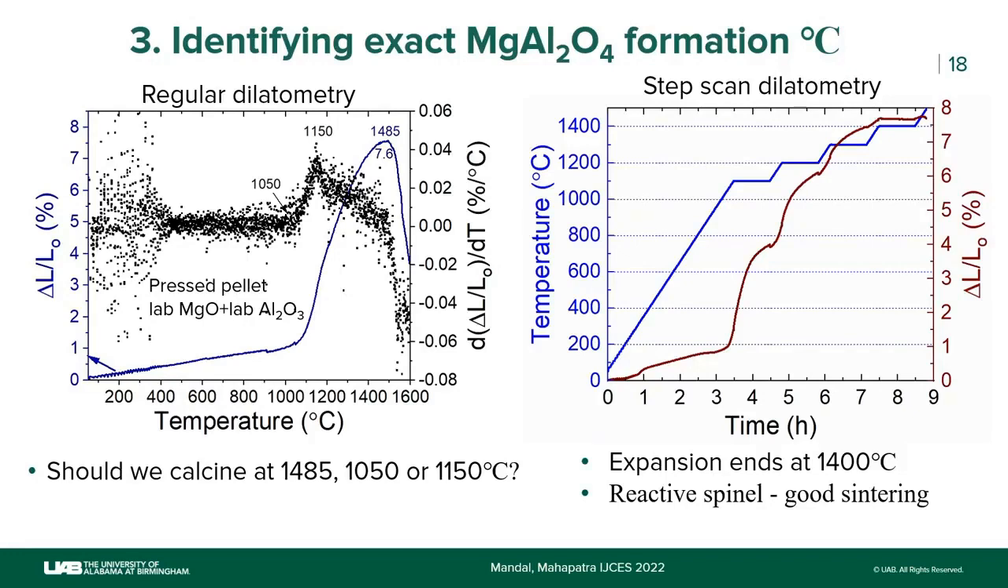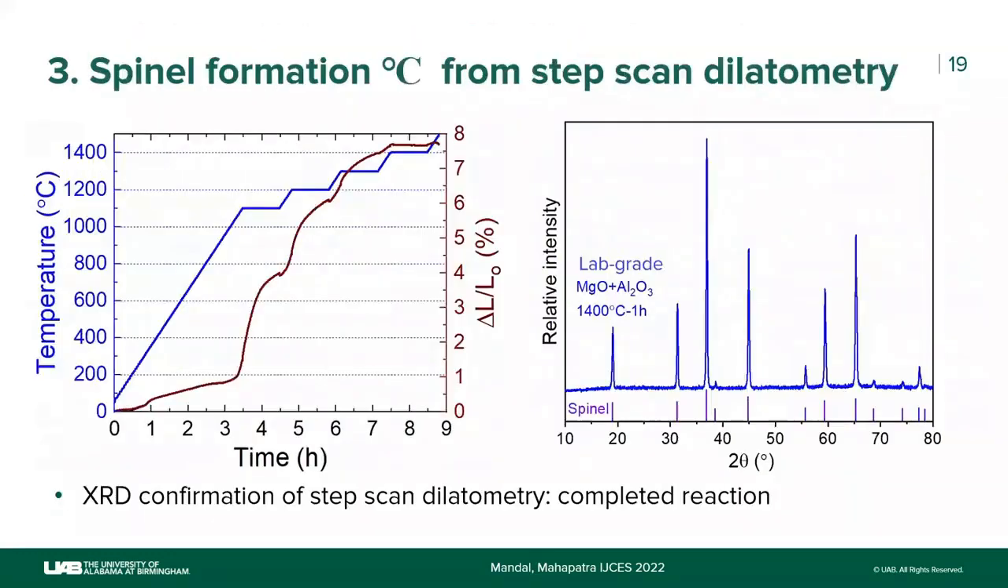Since spinel has expansion during its formation, what you can see is that without doing XRD, in just one single test, you can tell that expansion ends at 1400 degrees C. So this is the temperature at which you should fire your spinel powder. Now you can combine this with any grade of DBM, any grade of calcite or reactive alumina, and you can find appropriate temperatures easily in just one single test.